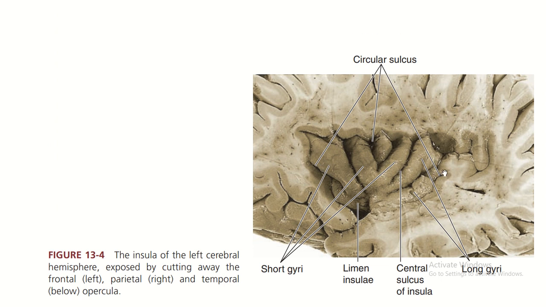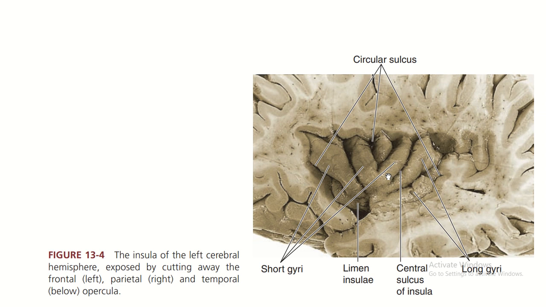Right. So we have reflected. Right here is your temporal lobe. Right here is your parietal lobe. Right here is your frontal lobe. Right here is your occipital lobe. So your frontal lobe, parietal lobe, and temporal lobe have been reflected at the lateral fissure. And then we are going to see another lobe, which is called the insular lobe.